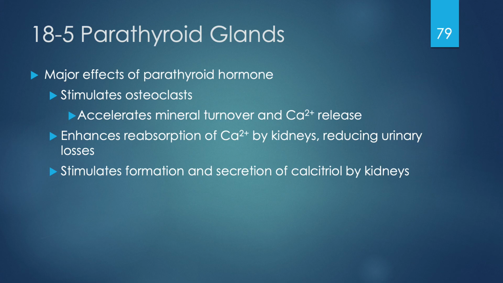into the bloodstream. The other thing parathormone can do is enhance the reabsorption of calcium by the kidneys, so it reduces our urinary loss of calcium, and we can hold on to more calcium. So parathormone is both freeing up calcium from our bones and also holding on to it by not letting the kidneys excrete it. And then lastly, parathormone also will stimulate the formation and secretion of calcitriol by the kidneys.